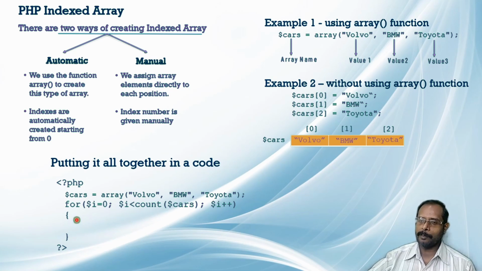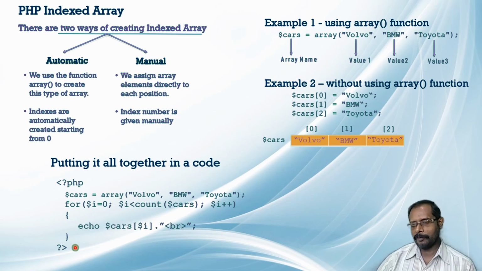Within this loop I am just echoing the value. Initially $i will be 0, so $cars[0] will be echoed onto the screen. Next $i gets incremented by 1 and cars[1], meaning BMW, will be displayed onto the screen, and after that $i gets incremented to 2, so $cars[2] gets displayed onto the screen. After that, $i will get incremented to 3, but here the condition will become false, so the loop gets terminated. This is how the loop works.